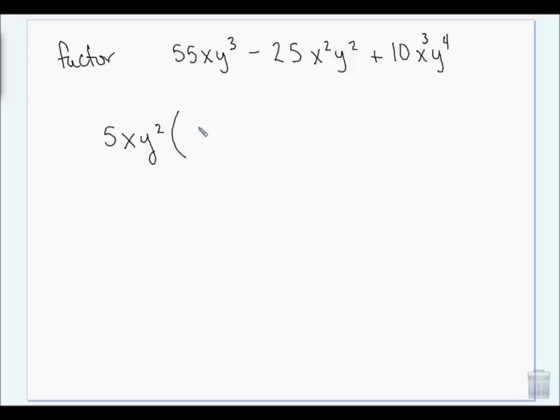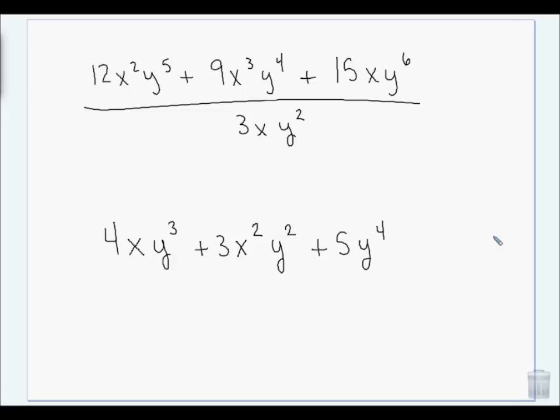So 55 divided by 5 is 11. I took away the x, and I took away 2 of the y's, so there's 1 y left. 25 divided by 5 is 5. I took away 1 of the x's, so there's 1 left, and I took away 2 of the y's, so there are none left. And then 10 divided by 5 is 2. I took away 1 of the x's, so there are 2 x's left, and I took away 2 of the y's, so there are 2 y's left. Did that make sense?